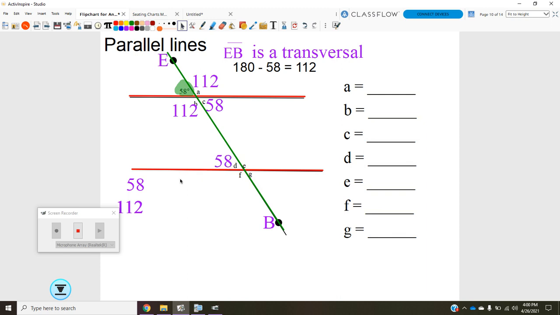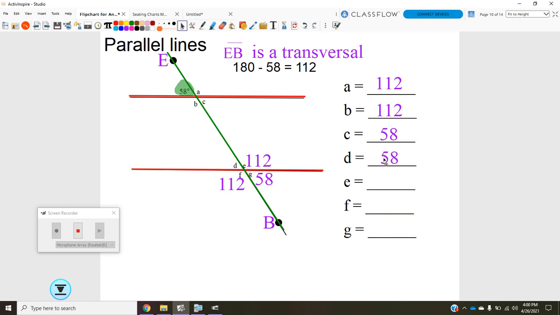So 58, 112, G would be 58, and 112. Okay, so over here on the side, now that I have the diagram labeled, it's going to be easy for me to just slide the numbers over where they go. So 112 is A, B is 112, C is 58, D is 58, E is 112, F is 112, and G is 58.